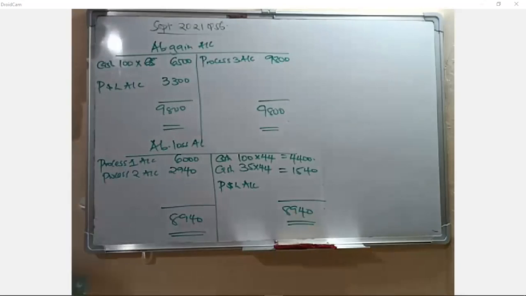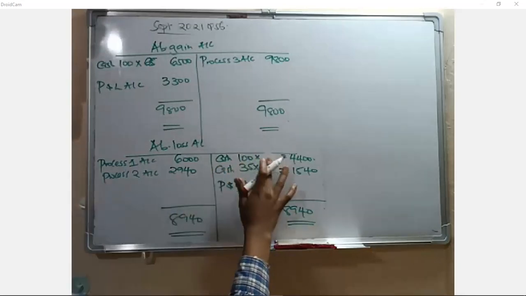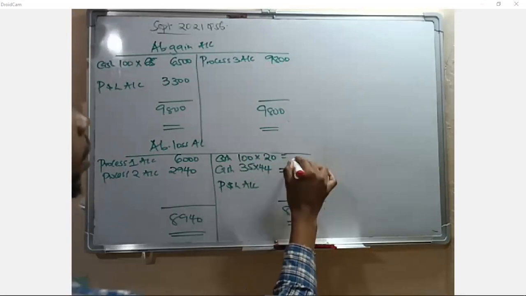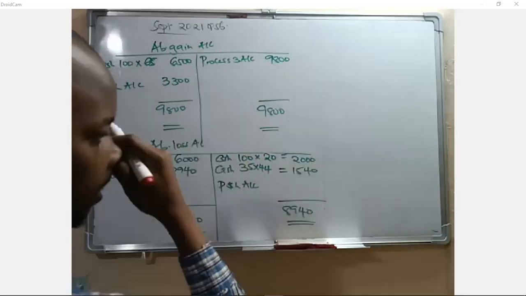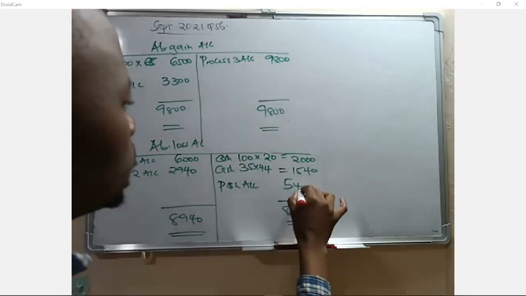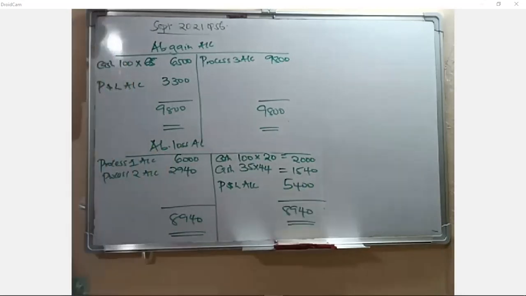Process one is 20, thank you. This translates to 2,000. Good. Now in this case, what is the P&L account? 8,940 minus 2,000 minus 1,540, getting 5,400. Getting 5,400 going to the P&L account.